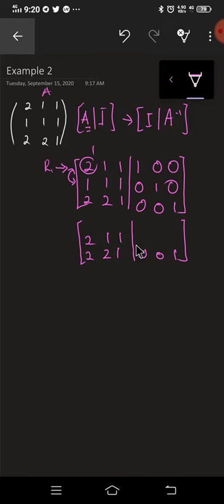So 2 1 1 1 0 0. So copy everything in row 1 here. Change to row 2. And then row 2 will be on the row 1. So 1 1 1 0 1 0. Okay.